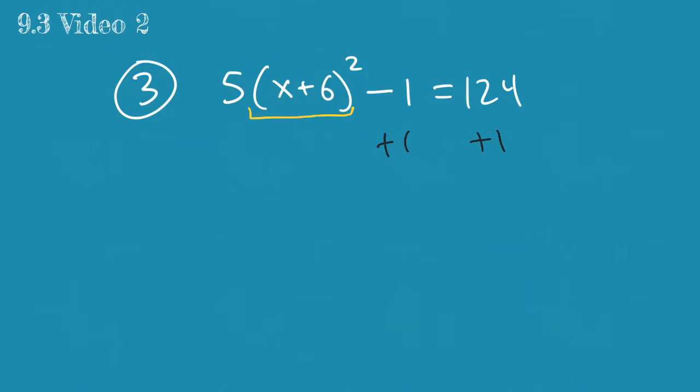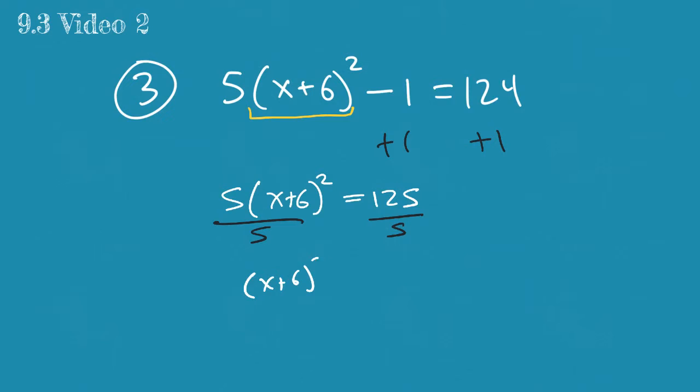So I get 5 parentheses x plus 6 squared equals 125. And then I'm going to divide both sides by 5. You cannot distribute into something squared, so we just have to divide instead. We want to get the squared alone anyway. So when I divide, we get x plus 6 squared equals 125 divided by 5, which is 25.